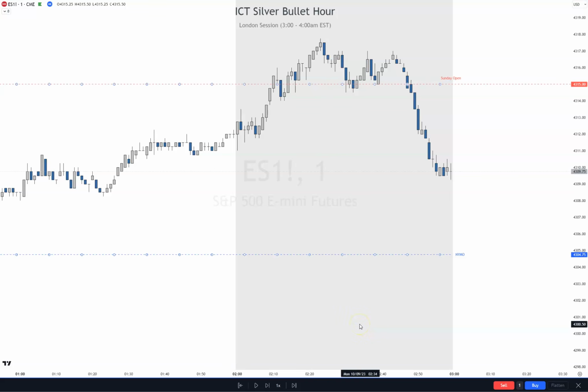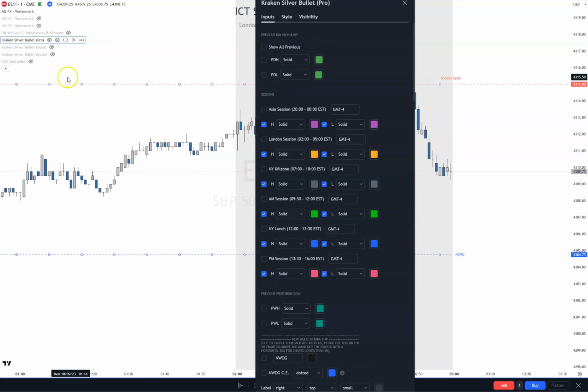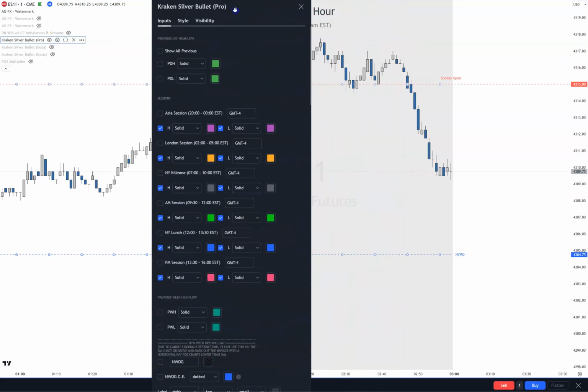Today I want to go over the London Silver Bullet for Monday, October 9th. So before we get started here at the 3 o'clock hour, let's see what we have. We have the Sunday opening price right here. You have the New York Midnight Open price right here. Now, right now I'm showing you the Kraken Silver Bullet Indicator Pro, and it has the New York Midnight Open. The price here has the Sunday opening price there. Let's turn on the previous day high and previous day lows.